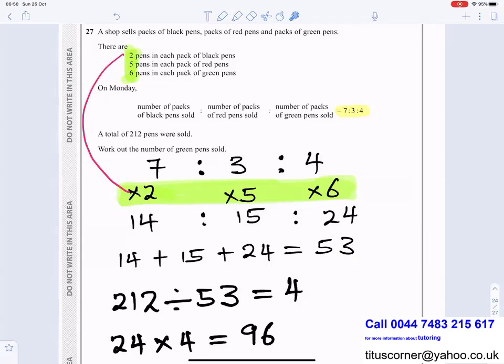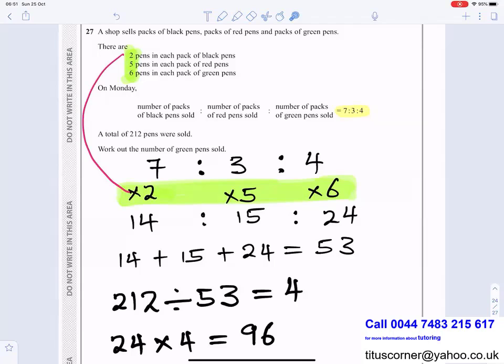But a total of 212 pens were sold. So 212 divided by 53 to get each part gives you 4. It's 4 parts. Now, we want to work out the number of green pens. The number of green pens is 24. So 24 times 4 gives you 96. So the number of green pens sold is 96.